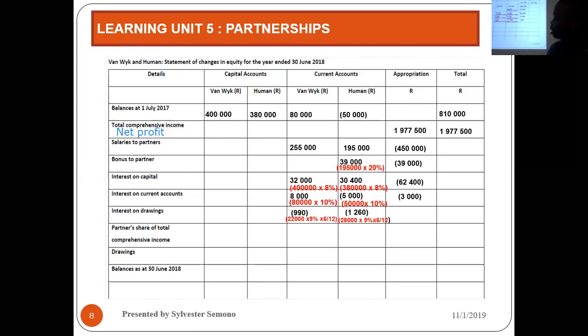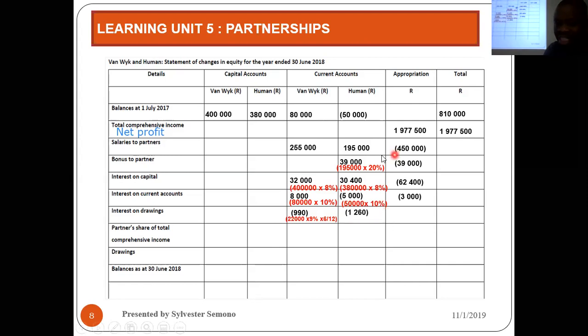Which column represents the business? Current account. Current account represents partners. No, it's appropriation. Remember when I was telling you? Remember I said appropriation is the business and then current accounts represent the partners. So if I take something from the partners, that's why I didn't put the bracket here, because I'm giving, because I took out of them, I give.